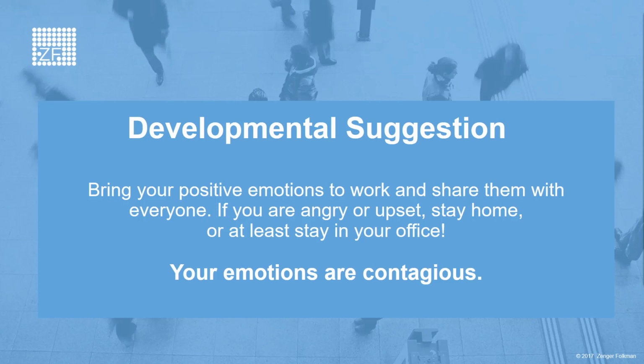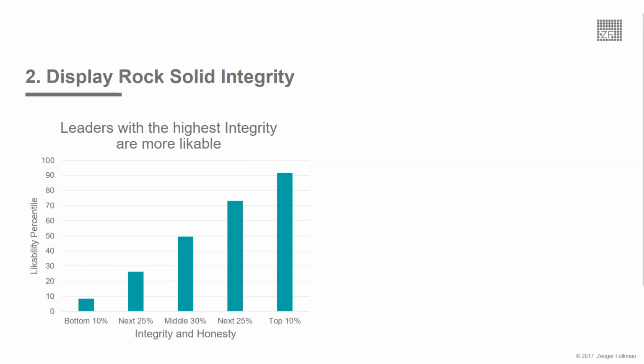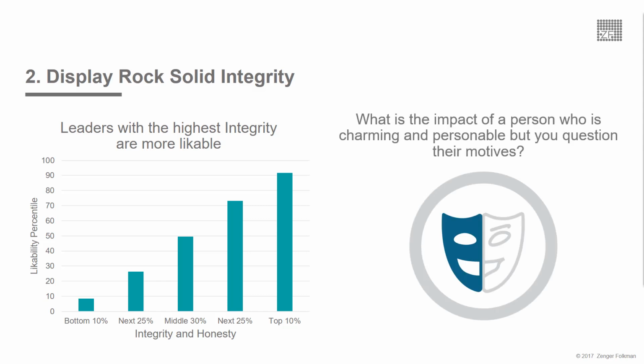The next topic we want to talk about is displaying rock-solid integrity. So if you, again, look at the vertical axis on this chart that you're looking at, you're seeing that it's describing this likability percentile of the individual. On the horizontal axis, we're looking at the bottom 10% and the next 25% and the middle 30% on the items that are these. The person's willingness and practice of doing what they say they will do.